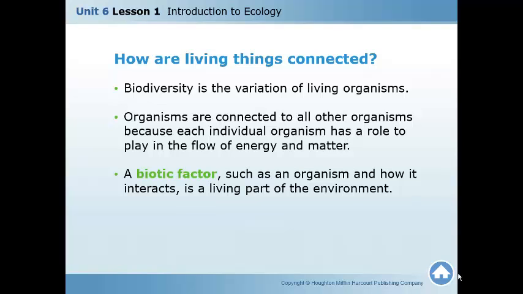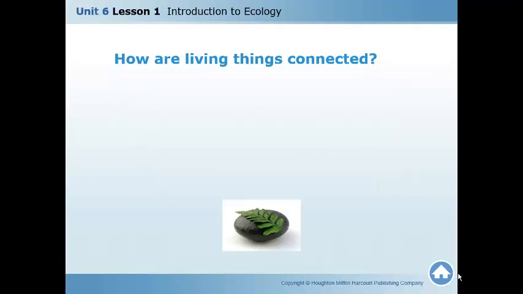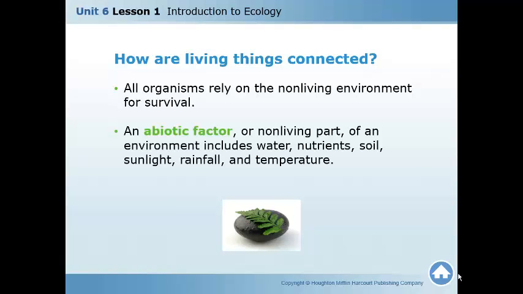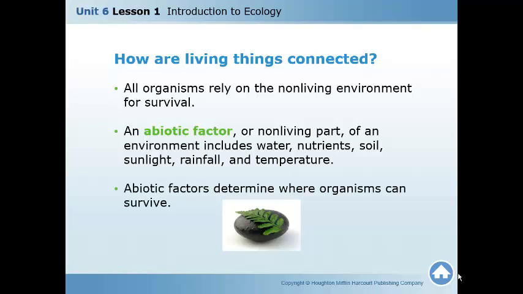A biotic factor, such as an organism and how it interacts with a living thing, is part of the environment. So remember, a biotic factor is a living part of the environment. All organisms do rely on the non-living environment for survival. Abiotic factors, or non-living parts of the environment, include things like water, nutrients, soil, sunlight, rainfall, and temperature. All of those are very important for living things to survive, and each of those are non-living factors.